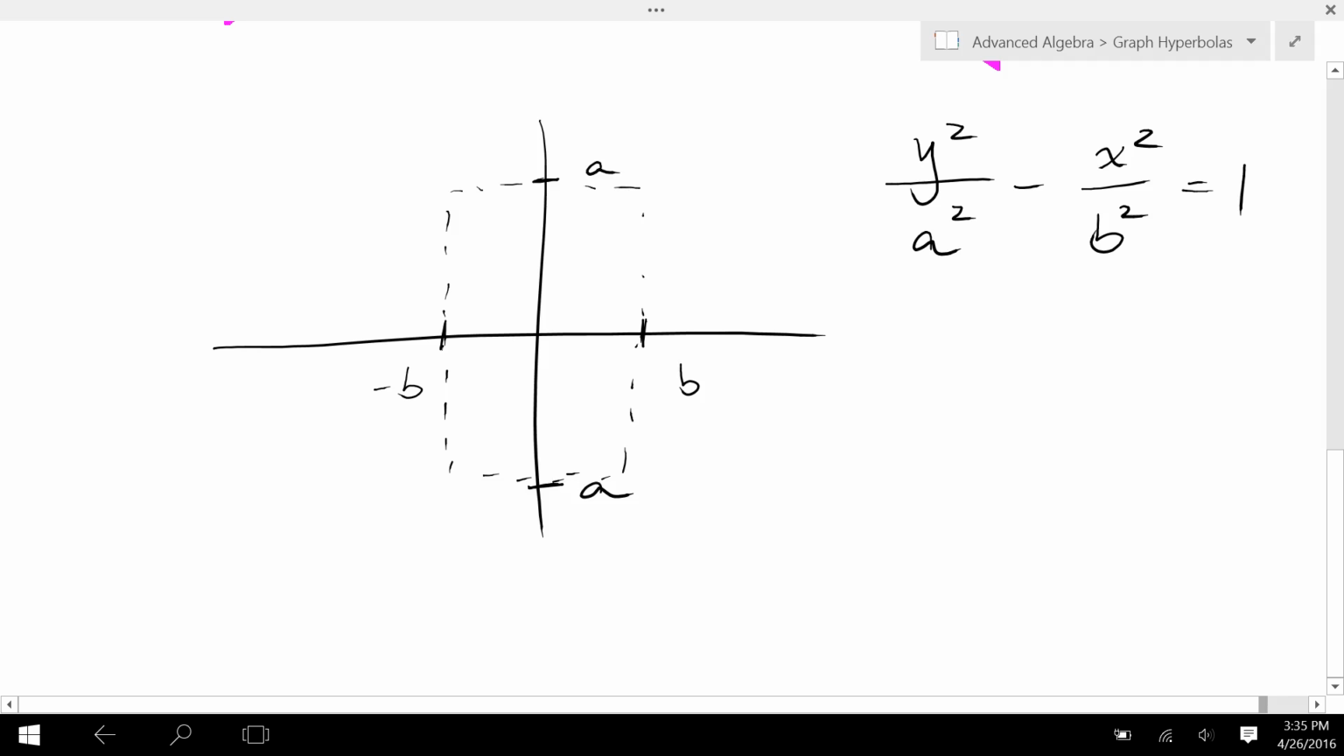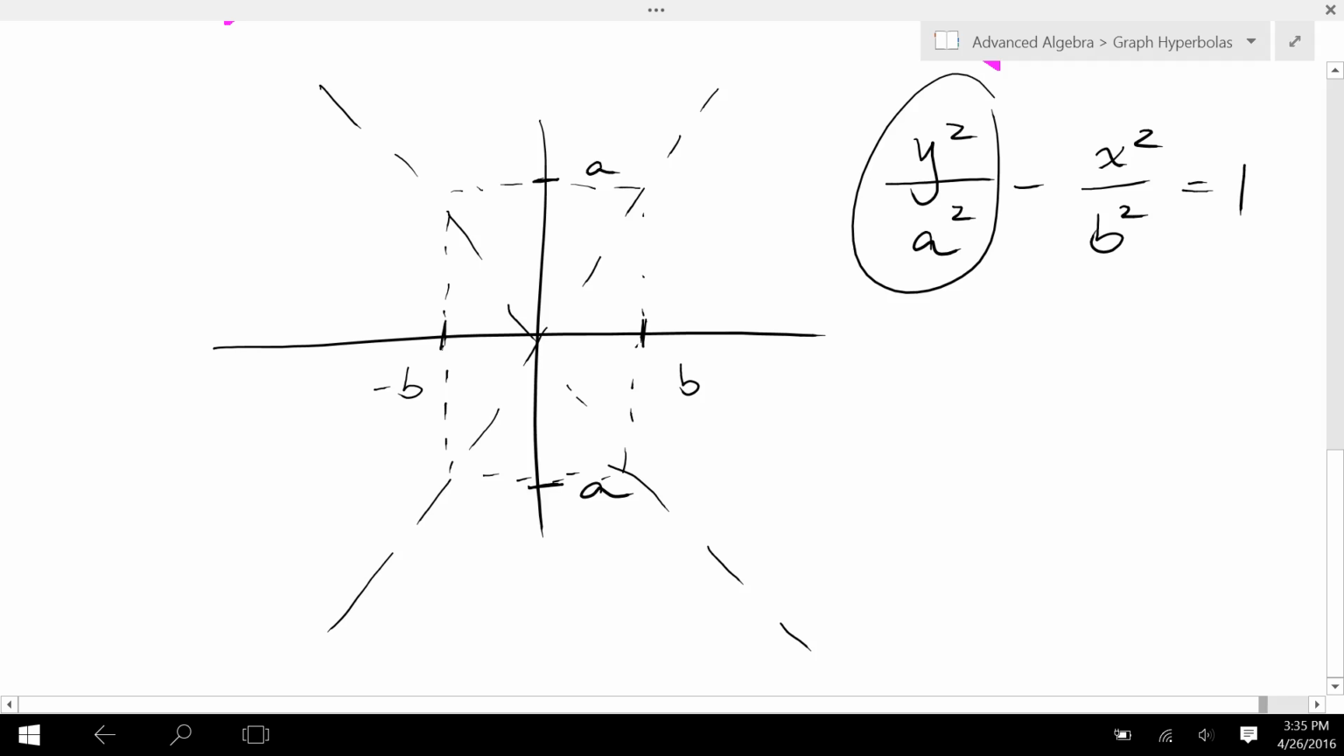of what we just did, right? You're going to create that box around them. Then you're going to create some diagonal lines through the box. Make sure that those diagonal lines go through the origin. They go through the corners of the box and the origin. You can't get sloppy with those. All right, the vertex is on the y, so it opens up in the y, and it opens up and down in the y-axis.